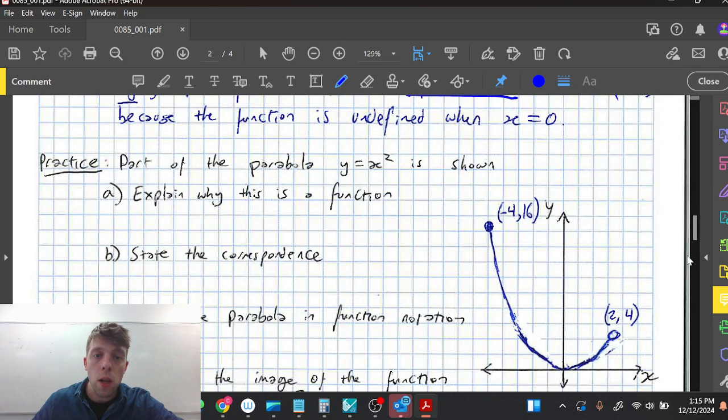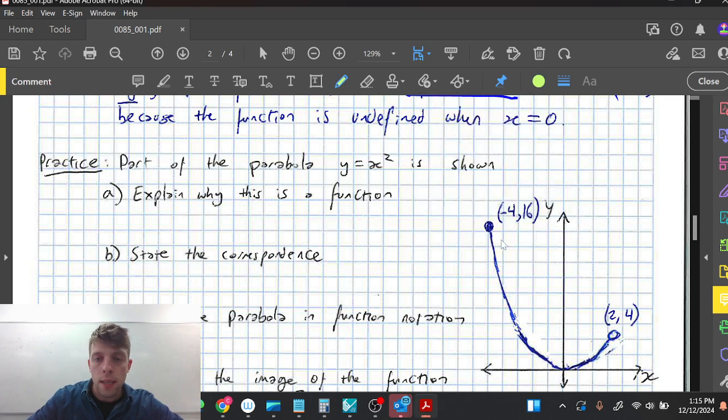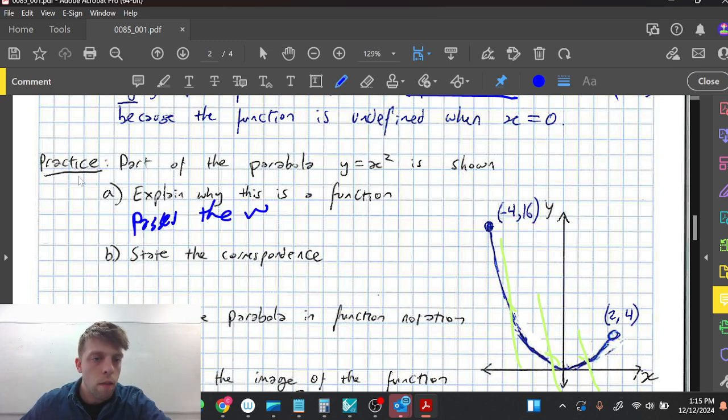So we've shown part of the parabola y equals x squared just over here. First question, explain why this is a function. Okay, so again, the way that we check to see if something is a function, we apply the vertical line test. So I'm going to draw a bunch of straight vertical lines here. They're not very straight. That's fine. We can see here that each of those lines passes through that graph once and once alone. So we can conclude, based off of this, that the function passes the vertical line test. And therefore, it is a function.